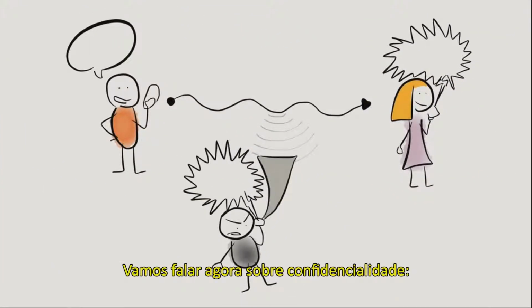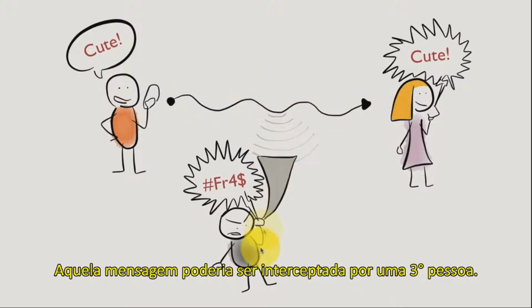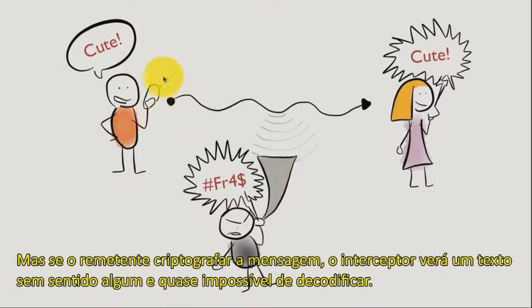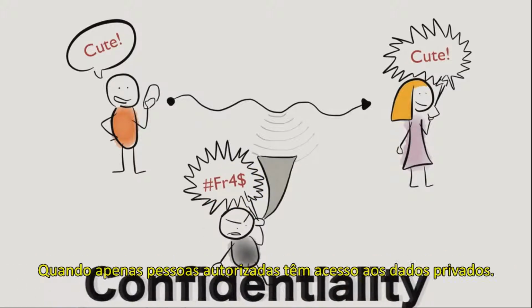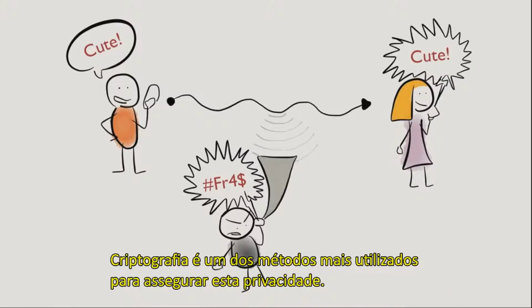Let's talk now about confidentiality. In a communication, the sender sends a message to the receiver through a channel. That message could be intercepted by a third person. But if the sender encrypts the message, the interceptor will get a text with no meaning and almost impossible to decode. That is confidentiality, when only authorized people have access to private data. And encryption is one of the widest methods used to assure this privacy.